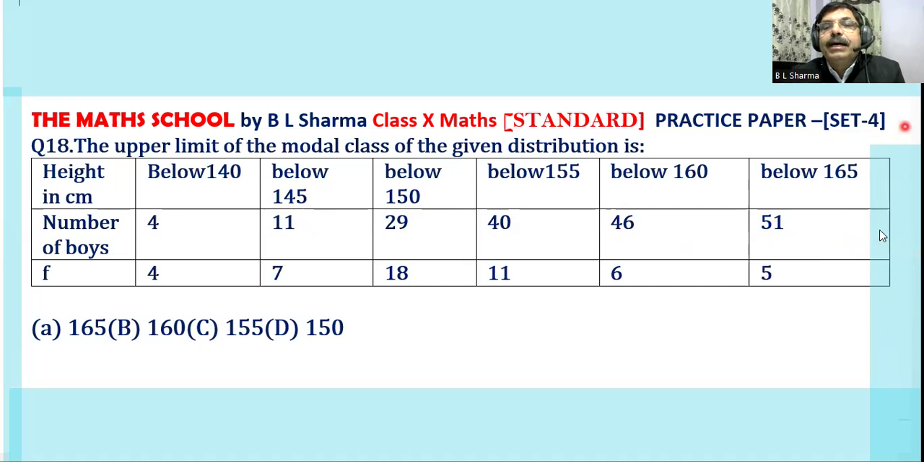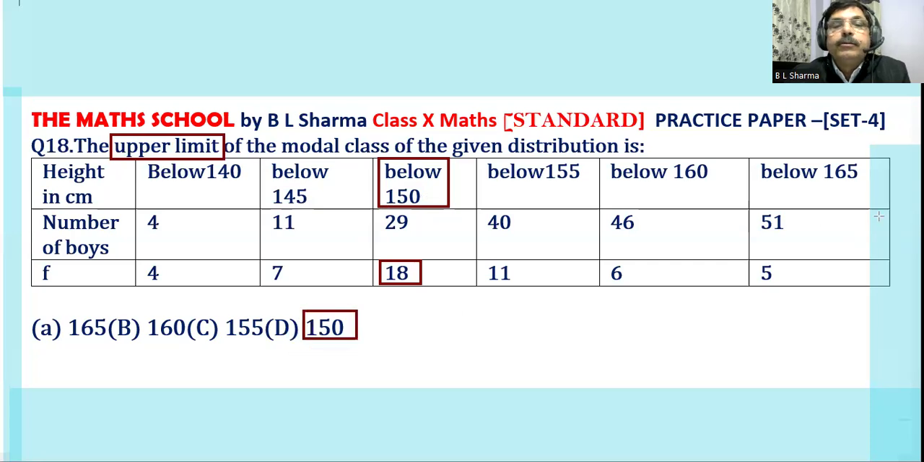अब आपको ये देखना है कि इसमें हाईएस्ट फ्रीक्वेंसी किसकी है. Here you will see that this is the highest frequency, and here you will see that that is the upper limit. अगर आपसे पूछते कि लोअर लिमिट क्या होता, तो देखिए हम इसको कैसे करते. ये 135 to 140, 140 to 145, 145 to 150. But in the question it is upper limit. So upper limit is 150. So we can say that 150 is the correct answer of this question. That's all for this question.